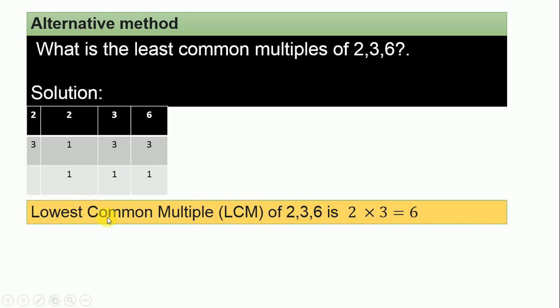And the next thing for you to get the least common multiple is to multiply these prime numbers you used here, and the least common multiple of 2, 3, 6 will be 2 times 3, which gives 6.